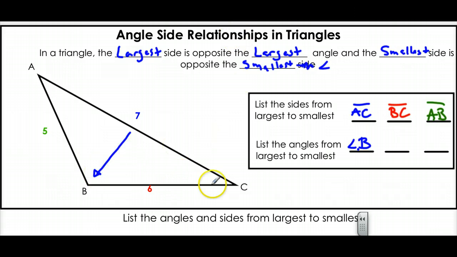If I go to my second one, BC, that's my second largest side. So that means if I draw a line opposite, A is my second largest angle, angle A. And finally, AB was my smallest side, so opposite it is right here, and so C is my smallest angle. And that's it. If you got that, you're good to go today.